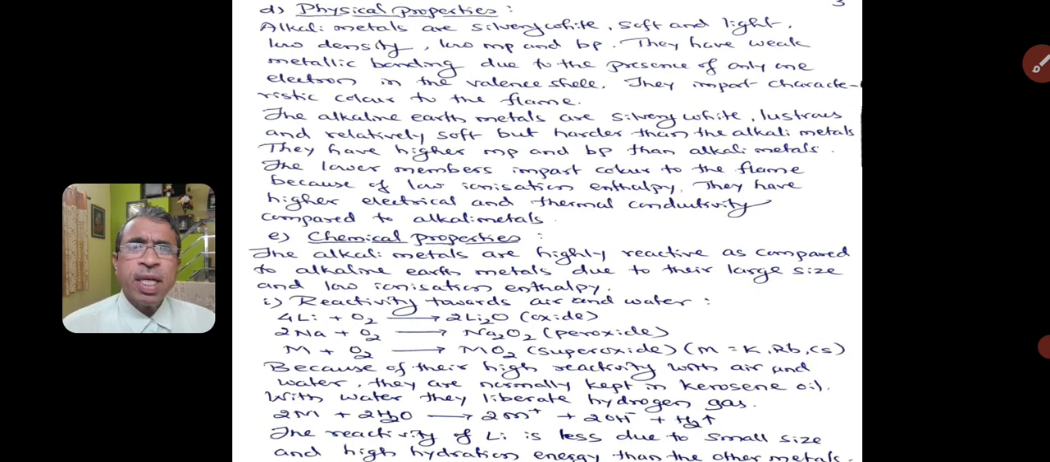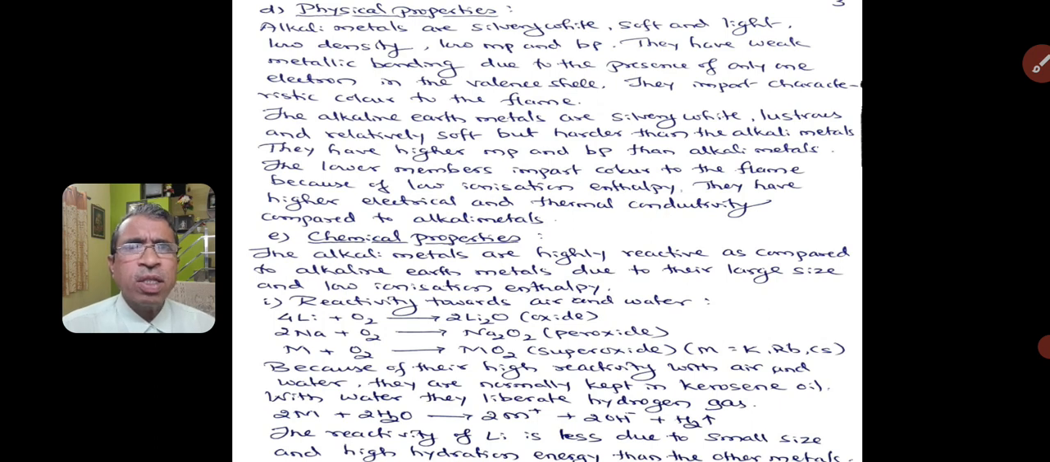Now coming to the chemical properties of these alkali and alkaline earth metals. The alkali metals are highly reactive as compared to alkaline earth metals due to their large size and low ionization enthalpy. So, reactivity towards air and water.